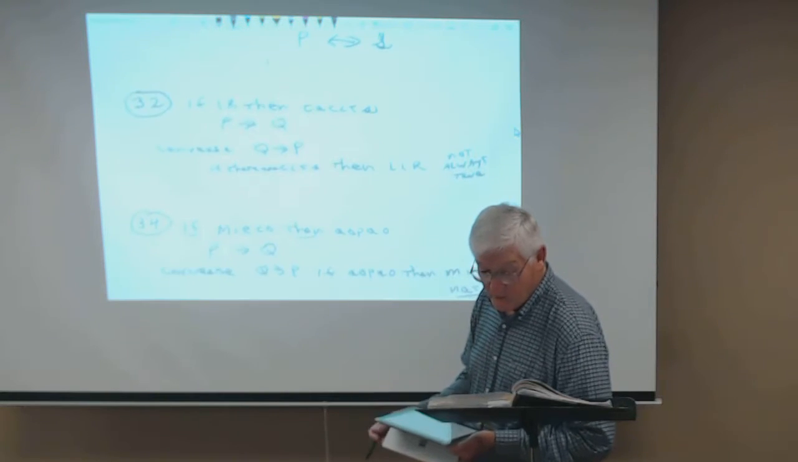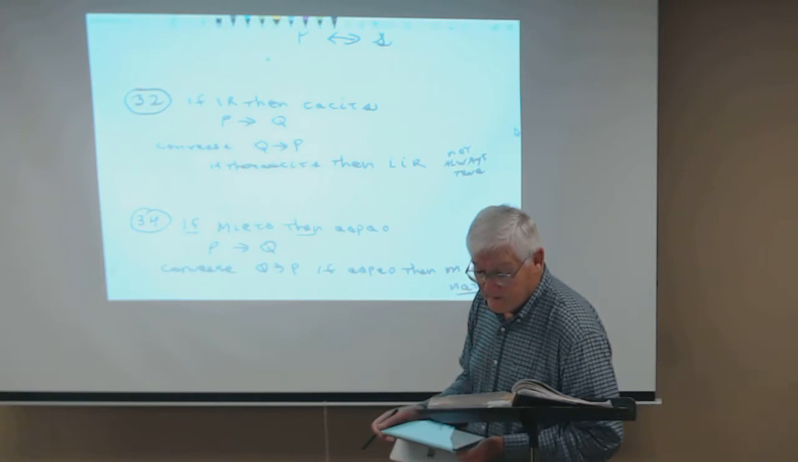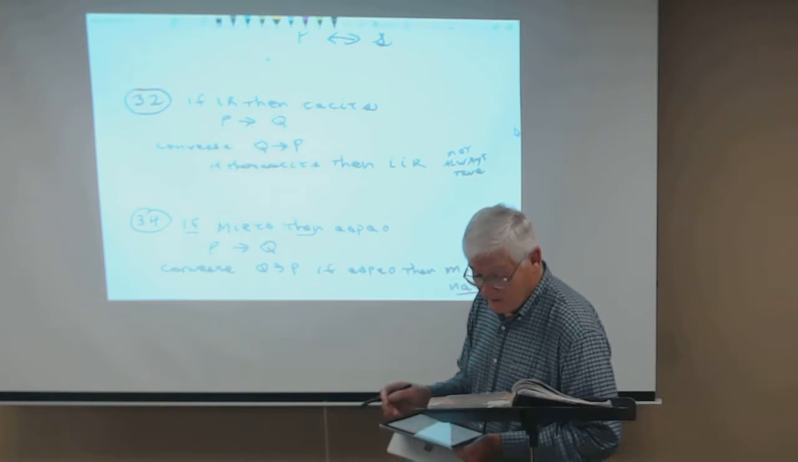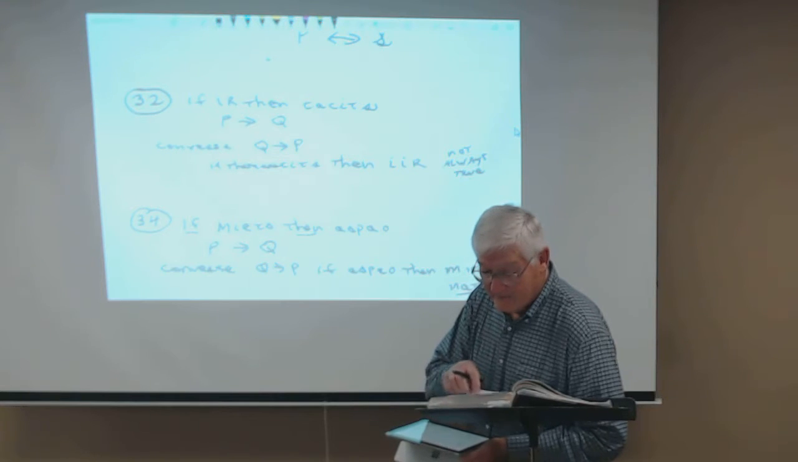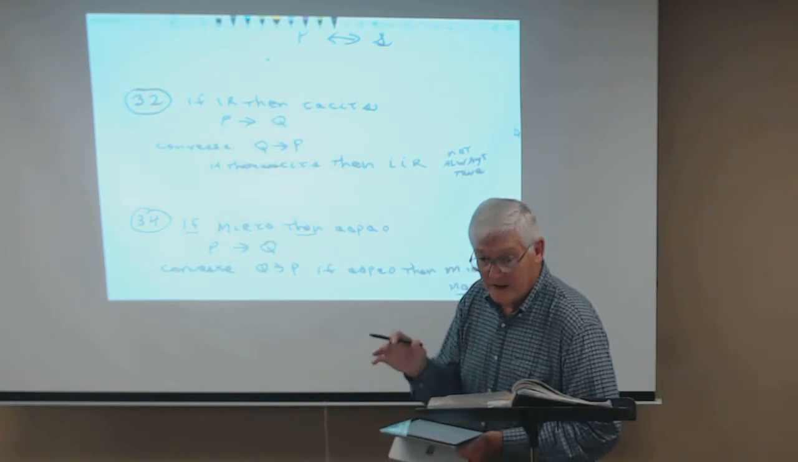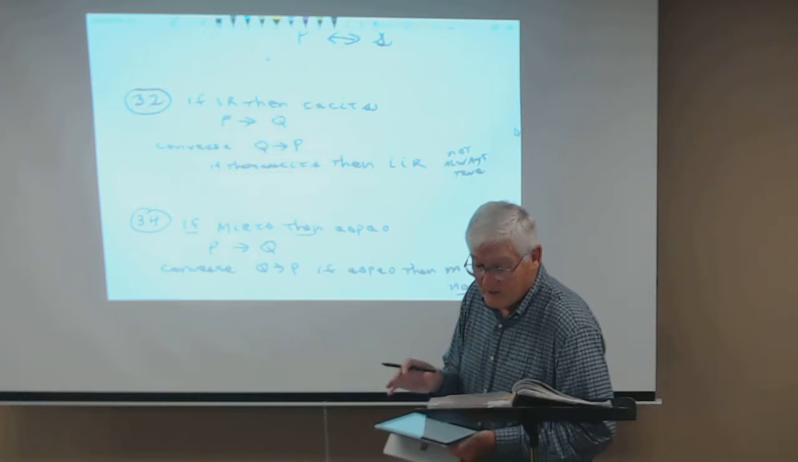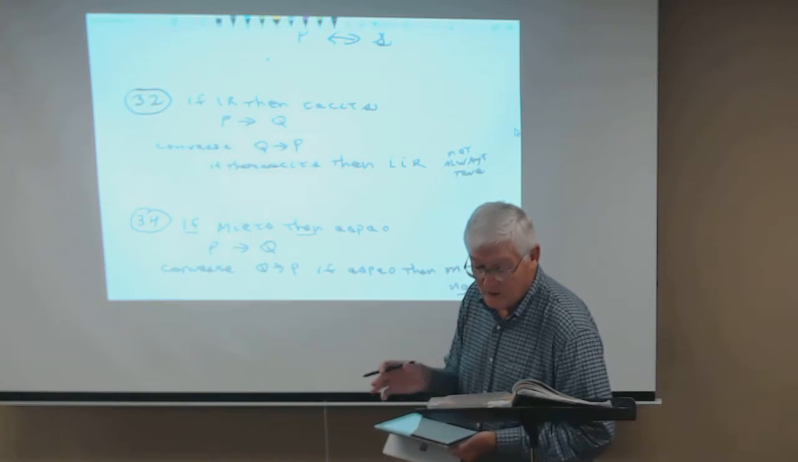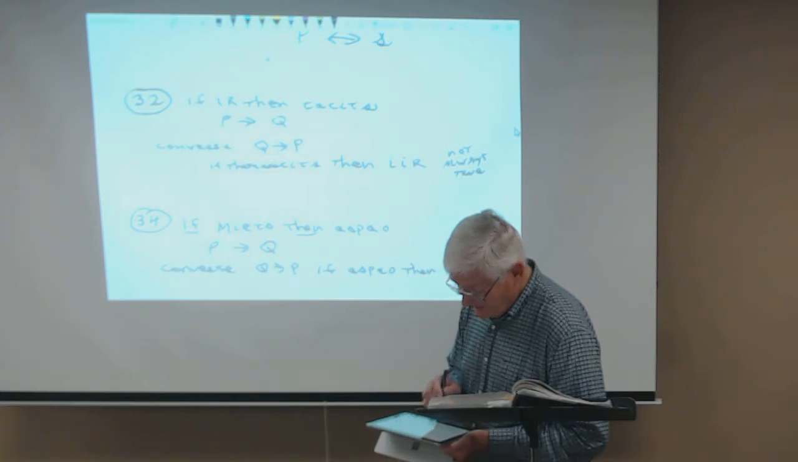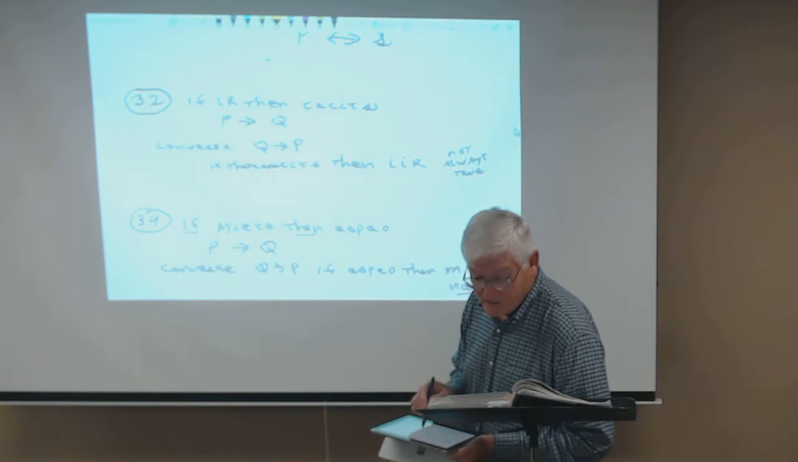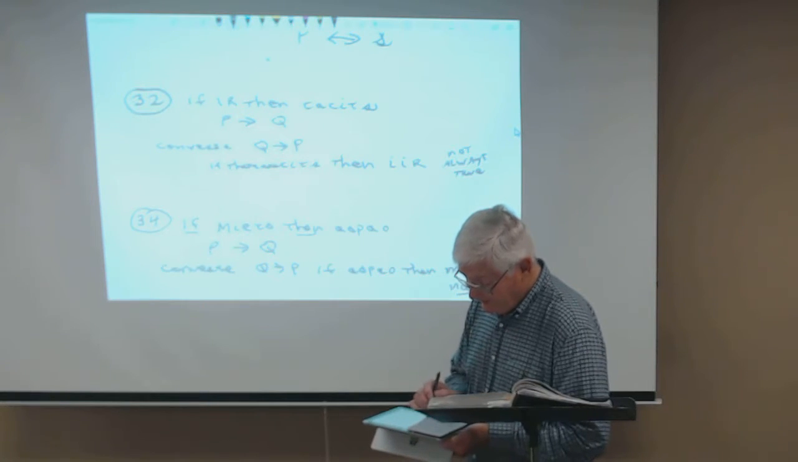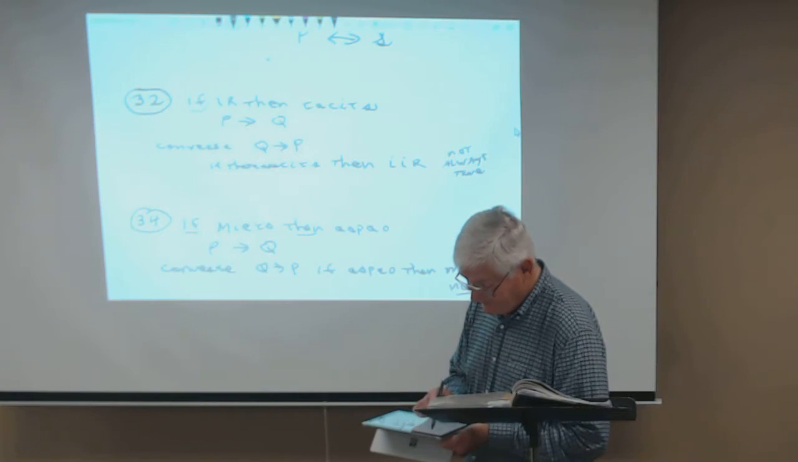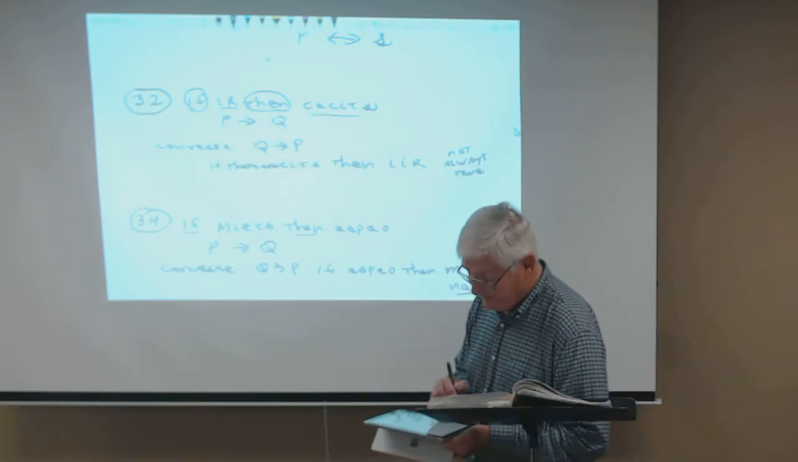Number 32. In problems 31 to 35, write the converse of each statement, and then state whether the converse is always true or not always true. Number 32. If it rains, then there are clouds in the sky. Everybody see how I put this? I've got my if. If it rains, then there are clouds in the sky.